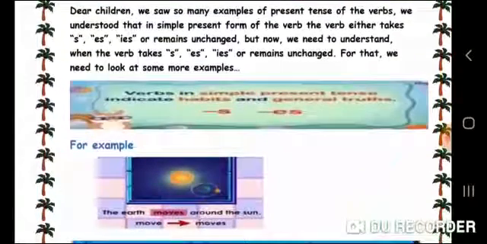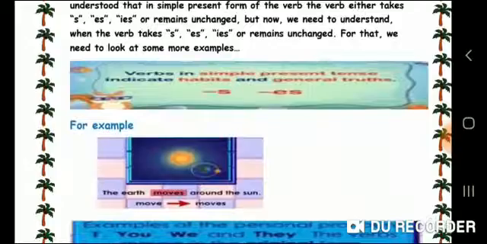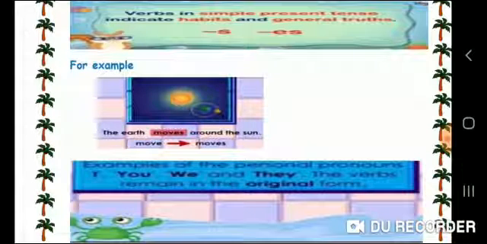Now, my dear kids, the question arises: with which verb will we use s, with which verb will we use es, with what will we use ies, and what remains unchanged? Again, there's a rule. Have a look at one more example, with habitual things and general truths: the earth moves around the sun. We know it's a truth that the earth moves around the sun. We cannot say earth move. We always say earth moves, right? So with truths and routine works, we use s and es.